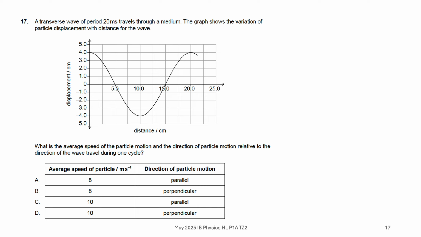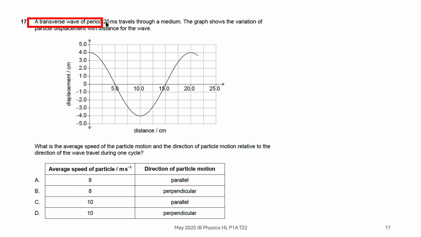Okay, so we're given some information. We're told that the transverse wave has a period of 20 milliseconds and it's traveling through a medium. We're shown the variation of particle displacement with distance. We're then asked to know the average speed and the direction of the particle. So in this case, I'm going to start with this one because it's one of these questions where you're just going to start ruling out answers. This one, we're going to look first at our information given at the top.